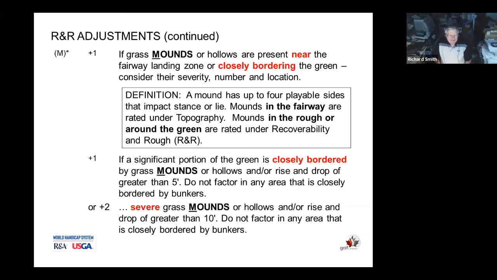I think one of the reasons that they combined the rise and drop into the mounds rather than leaving them separate is that there was a tendency for people to rate both at a given green, and that was never the intent. So it was always supposed to be one or the other, mounds or rise and drop. So by putting it all into the M, we now get the different cases of the M adjustment, and we don't accidentally double count by having both mounds and rise and drop right at the same place.